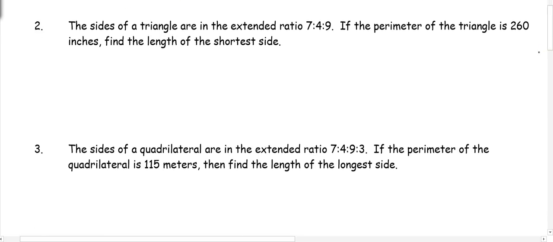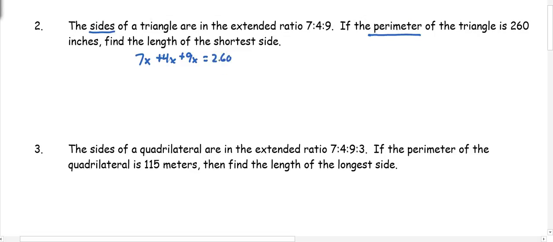Number 2, the sides of a triangle are in an extended ratio of 7, 4, and 9. So we have sides of a triangle now. So we're going to do the same thing. We're going to take each part of our ratio and add an x with it. So we have 7x plus 4x plus 9x. But this time we're not going to set it equal to 180 because it's the sides of the triangle. We're going to set it equal to the perimeter. So we set this equal to 260.